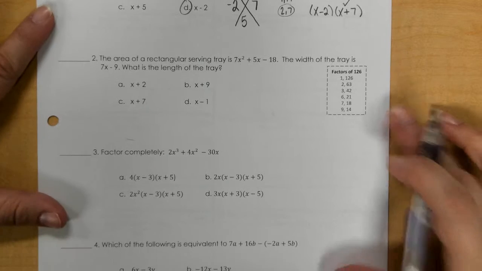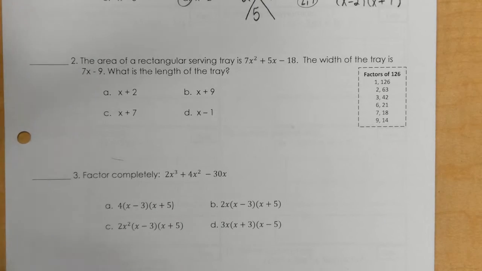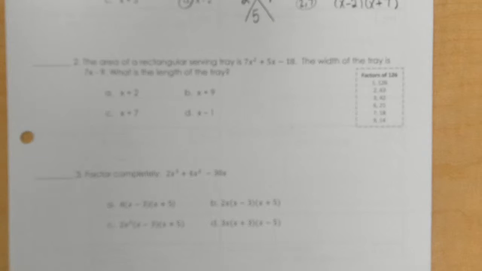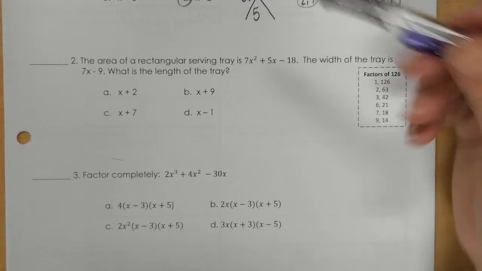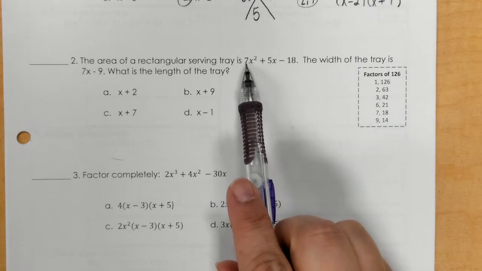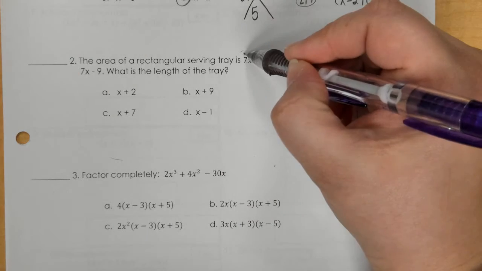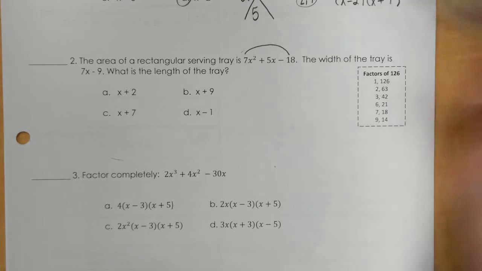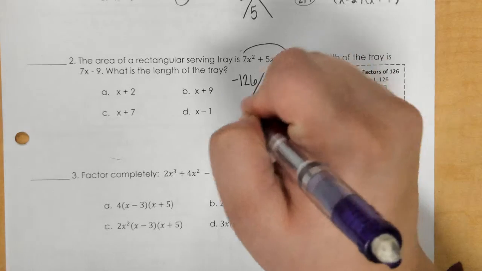In number 2, it says the area of a rectangular serving tray is 7x squared plus 5x minus 18. The width of the tray is 7x minus 9. What is the length of the tray? And so if I look at this, I've got x factor with bottoms up because this number is bigger than 1. So I multiply 7 and negative 18, and I get negative 126.